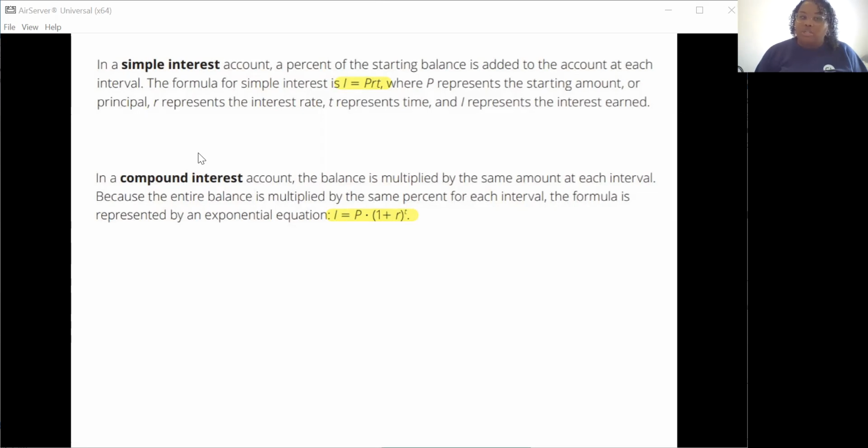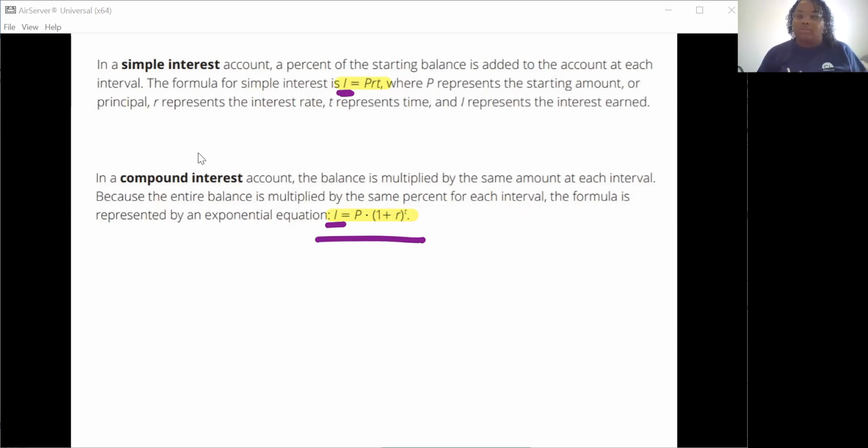One thing to pay close attention to is for simple interest, this I here for interest is only the interest. So if I want to know the balance of the account, I will have to add that back to the principal. However, for compound interest, using this I here, that does represent the balance in the account overall. So we will not need to go back through and add a principal because this formula for compound interest is related to the entire amount in the account year over year.